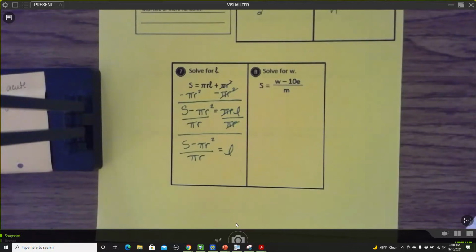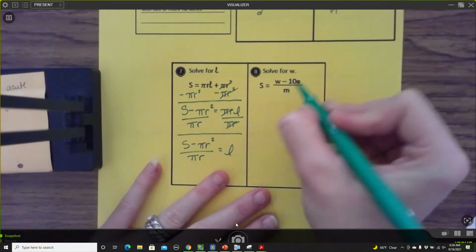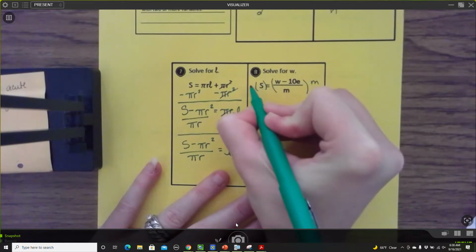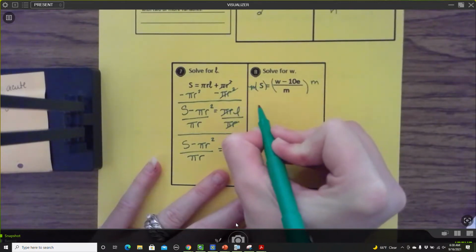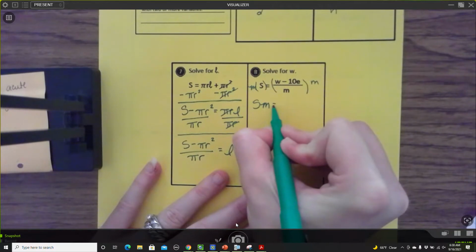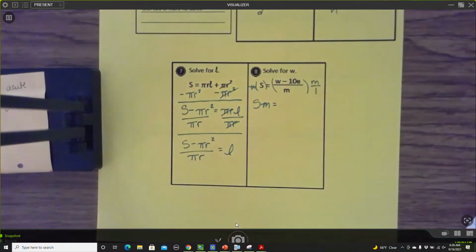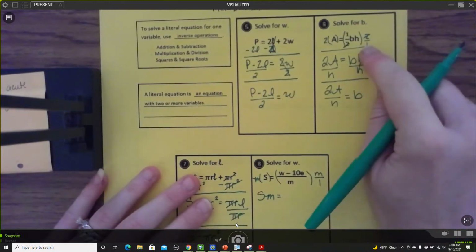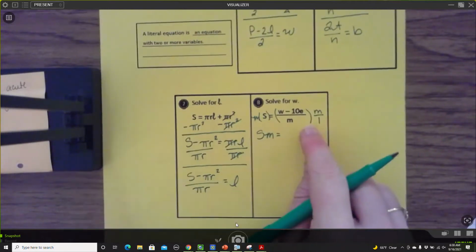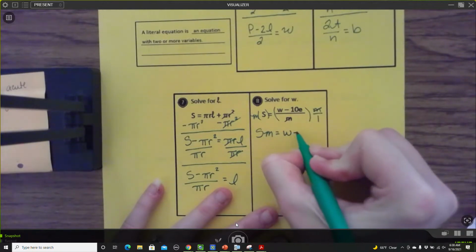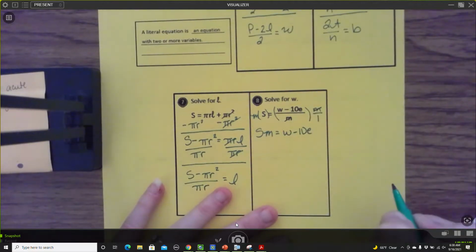All right, on number 8, we're solving for W, so I've got to get everything away from W. The first thing I want to get rid of is that M. So I'm going to multiply both sides by M. On the left, I have S times M, and then again, M, just multiplying by a letter, I can do that. It's still the same as if I would multiply by 2. 2 is the same as 2 over 1. M is the same as M over 1. That way, I can cancel out these M's, and on the right, I'm left with W minus 10E.